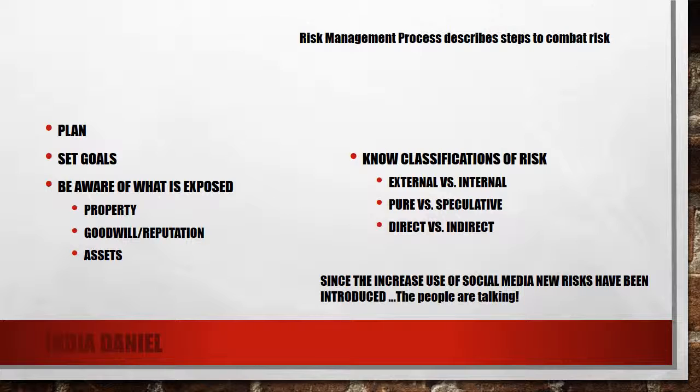The risk management process describes steps to combat risk, but what you can do to make sure you're ready is to know the classifications of risk, whether it be external versus internal. Is this happening outside of your company or inside? Is it pure versus speculative? Can we count on it to be happening, or maybe it won't happen a couple years from now? Is it direct versus indirect? Is this directly affecting your company, or are other things in the world indirectly affecting your company?